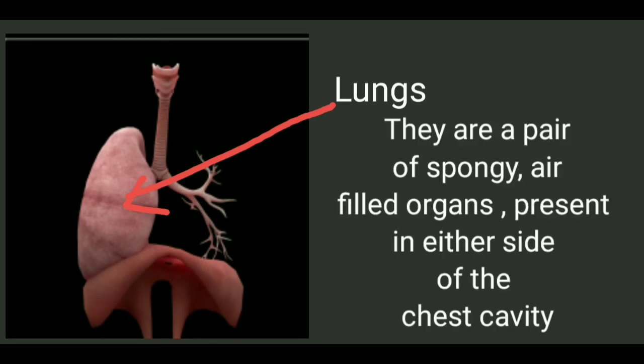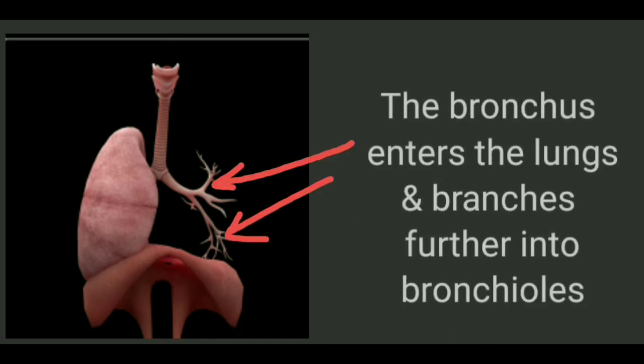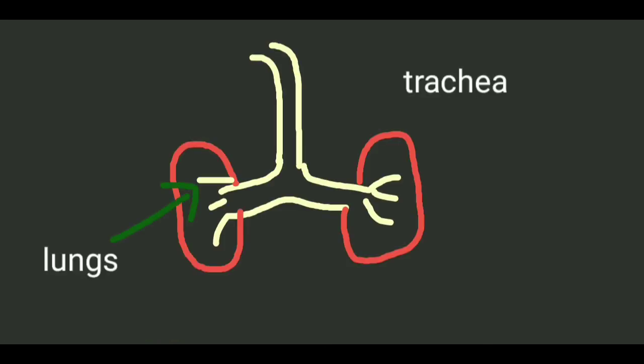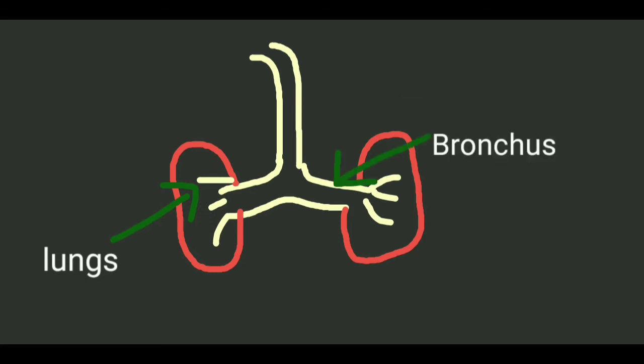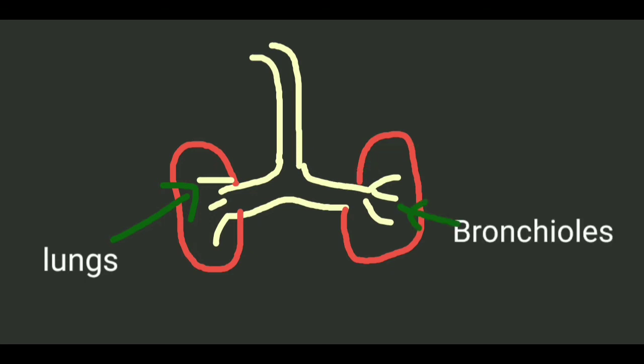Now the lungs are spongy air filled sacs in our body, and lungs are a very important organ because only here the major part of respiration takes place. So when one bronchus has entered the lung, it further branches into bronchioles, much finer tubes. So what we saw is that the trachea or the windpipe comes down, it branches into two parts, the bronchus enters the lung, and again the bronchus branches into the bronchioles.